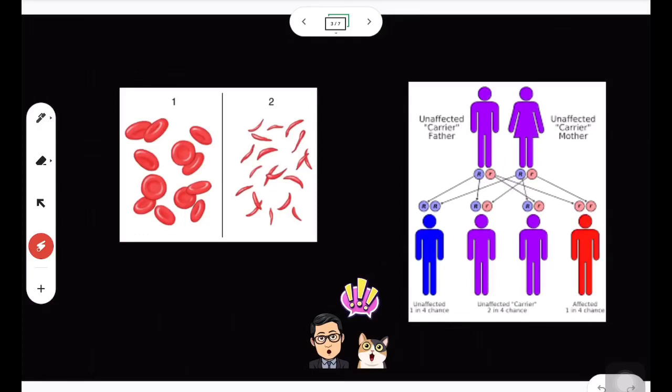Now, I just wanted to tell you that the symptoms for sickle cell anemia are the following. 1, fatigue and anemia. 2nd, pain crisis. 3rd, bacterial infections. 4th, lung and heart injury. 5th, leg ulcers. And the 5th could result in eye damage.